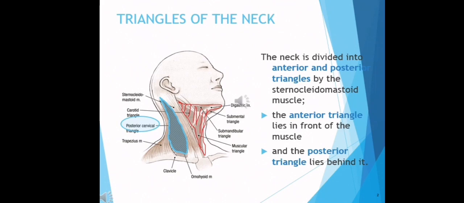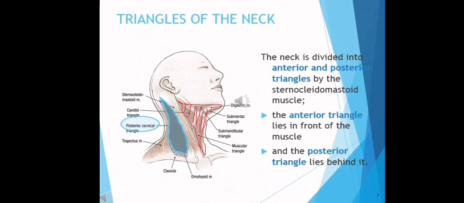The neck is divided into two major triangles by the sternocleidomastoid muscle. So remember this. It's divided by the sternocleidomastoid muscle. The anterior triangle, which lies in front of it, and the posterior triangle, which lies behind.